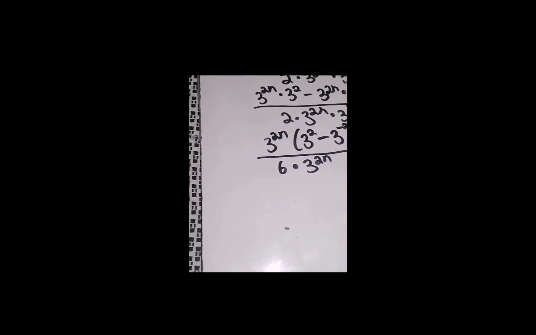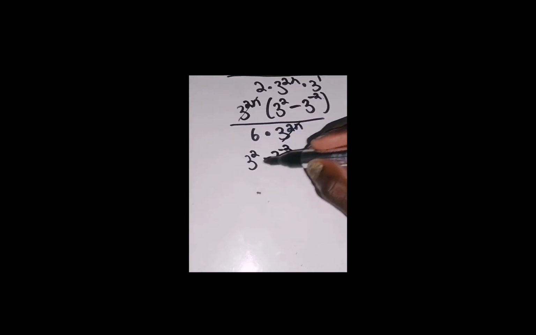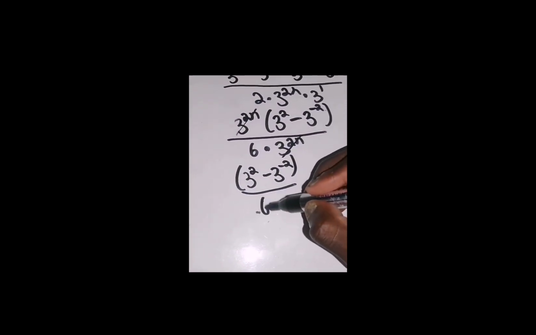Now, since we have factorized the numerator, you are allowed to cancel out denominators that are exactly the same as the numerator. So 3 to n will cancel out with 3 to n. You're supposed to show with the pencil that you're cancelling out. Now in the numerator we're left with 3 to the exponent of 2 minus 3 to the exponent of negative 2, inside the bracket, over 6.